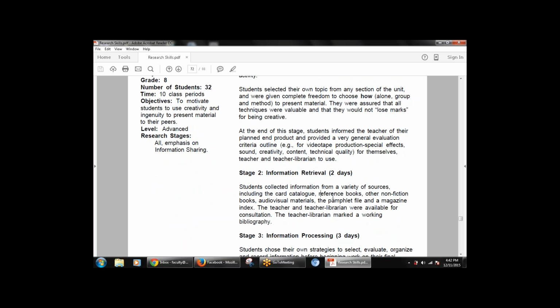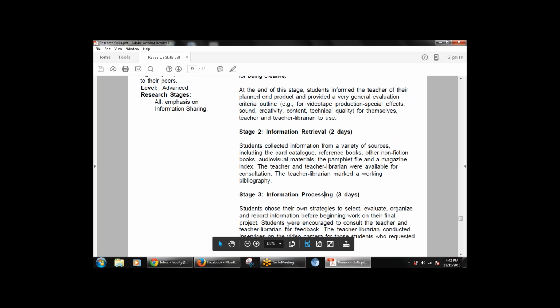Then the teacher and the teacher librarian were available for consultation. The teacher librarian also made a working bibliography, which is also part of stage number 2, information retrieval. Then the next stage, stage number 3, is information processing.